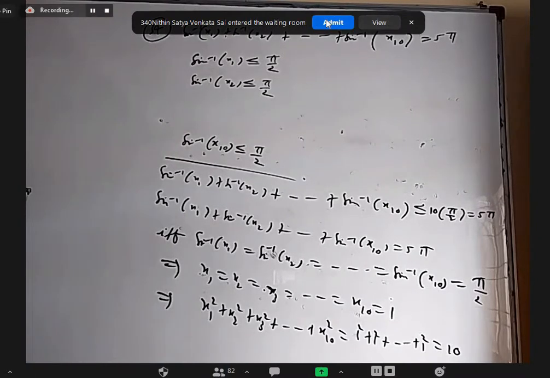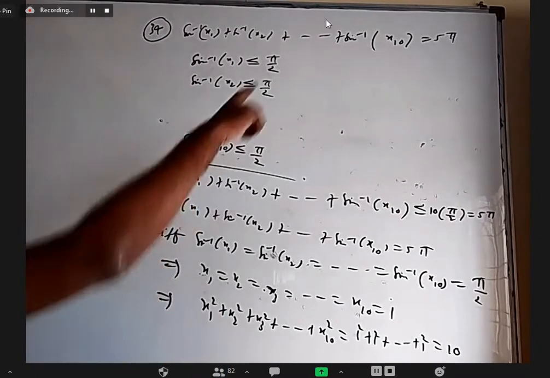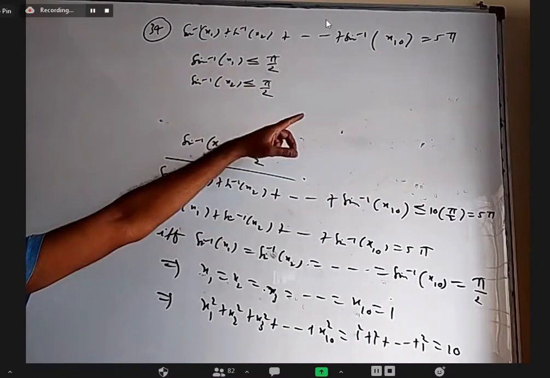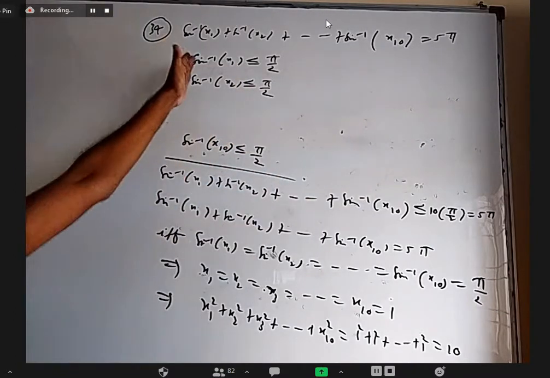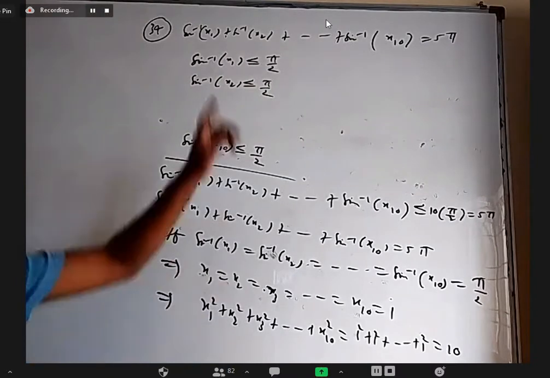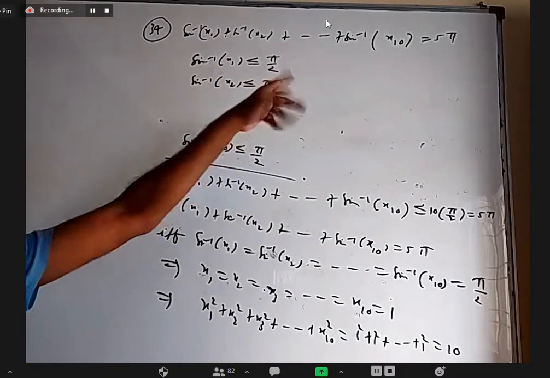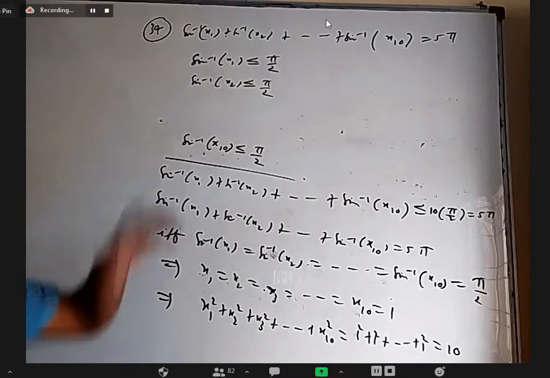So now that is 5 pi. If it is equal to 5 pi, there's only one way it can be equal to 5 pi. Every one of them should be pi by 2. Because even if any one of them is a little less than pi by 2, the sum cannot be 5 pi, and nothing can be more than pi by 2.